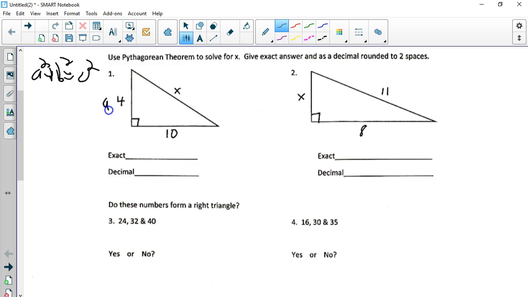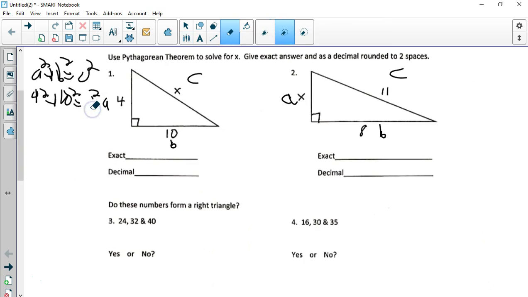Remember, if it helps you, go ahead and label A, B, C. C is always the hypotenuse, the longest side. So in this case, we're going to do 4 squared plus 10 squared equals c squared. Sorry, it's supposed to be a c. Okay, 4 squared is 16, 10 squared is 100, so c squared equals 116.